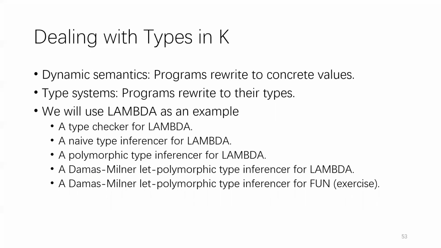So in the following, for simplicity, we use Lambda as an example. I'll start by showing you how to define a type checker first. This means that we'll assign a type to each variable used in the Lambda program. So the K definition only needs to check whether the given types are correct or not. This is rather simple. And then we'll get into type inference. This way, we'll eliminate the types from the variables, and we'll let K infer the types of the variables from the way they're used in the program.